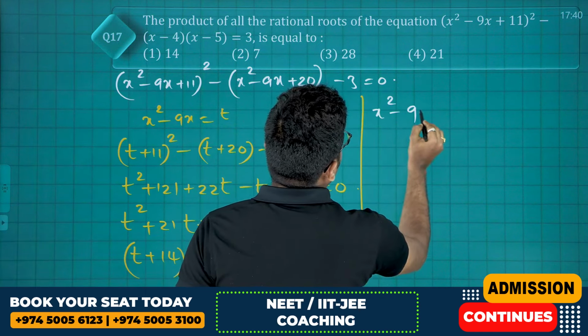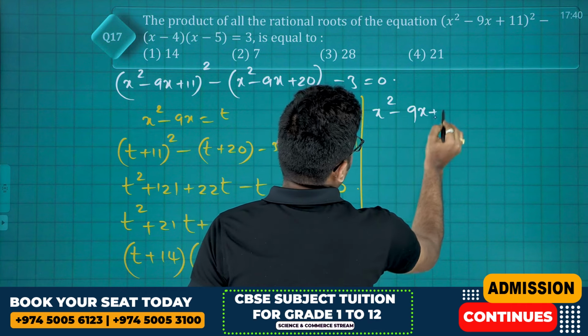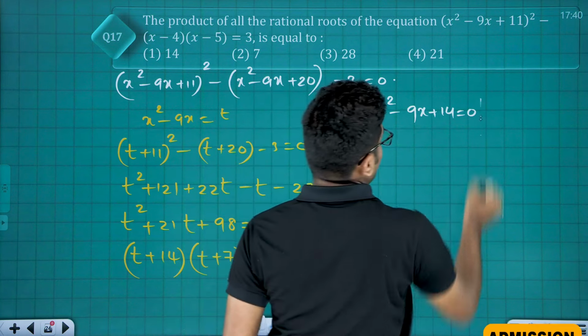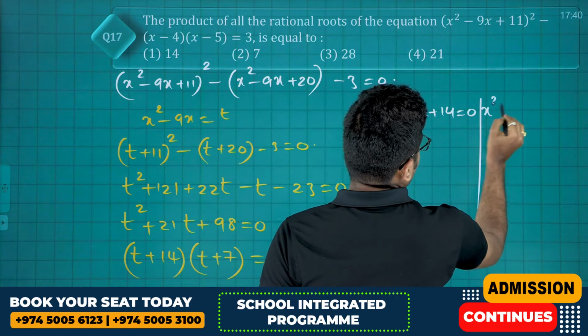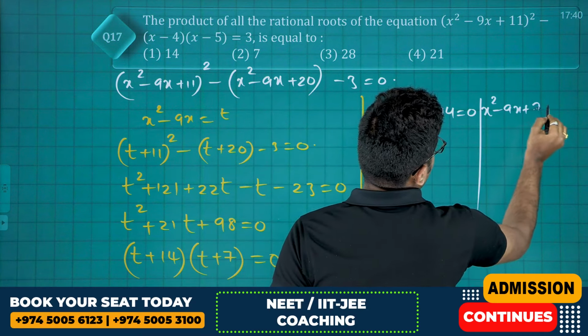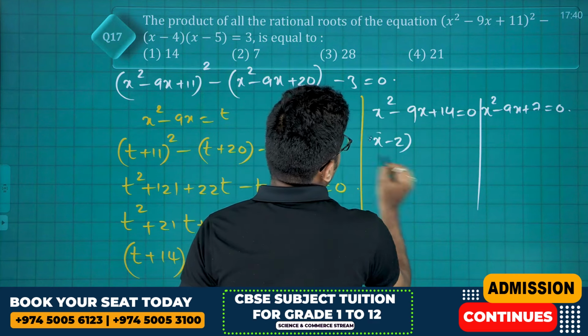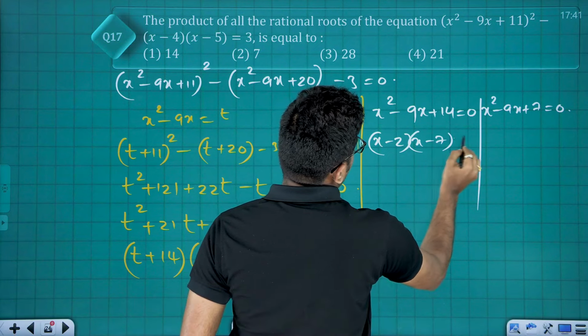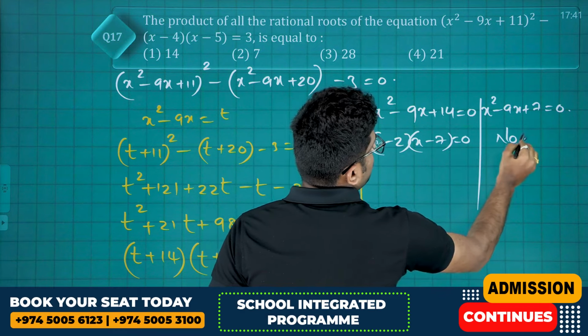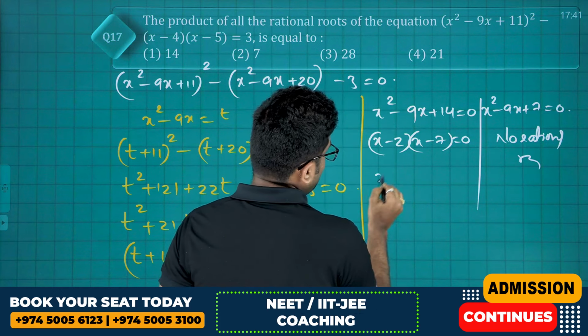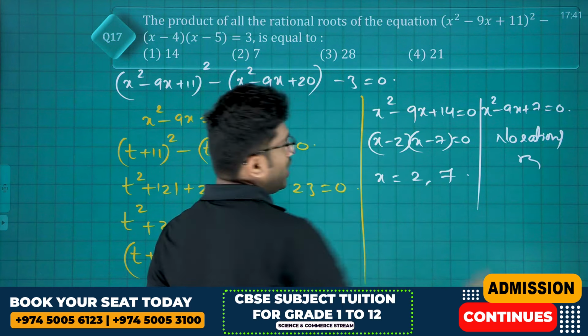t is nothing but x square minus 9x. So x square minus 9x plus 14 is equal to 0, or x square minus 9x plus 7 is equal to 0. Clearly x square minus 9x plus 14, that is (x minus 2) into (x minus 7), is equal to 0. The other one has no rational roots. So there are two values, x equals 2 and 7.